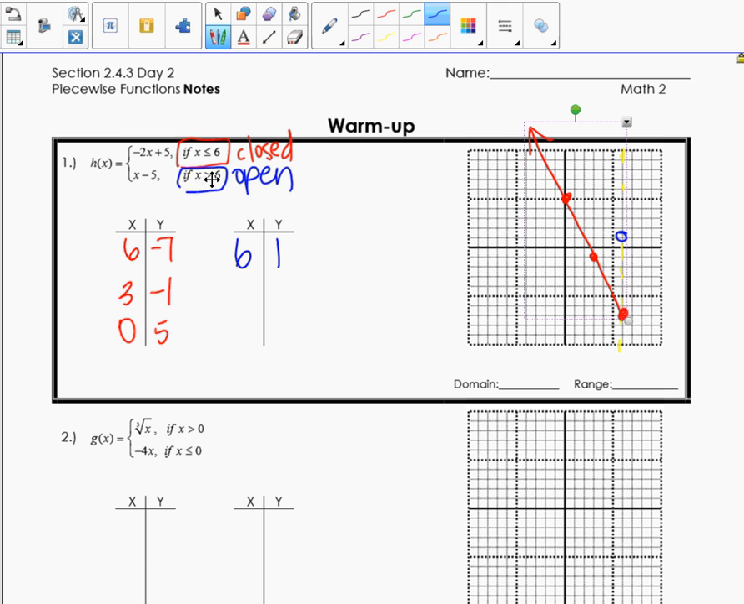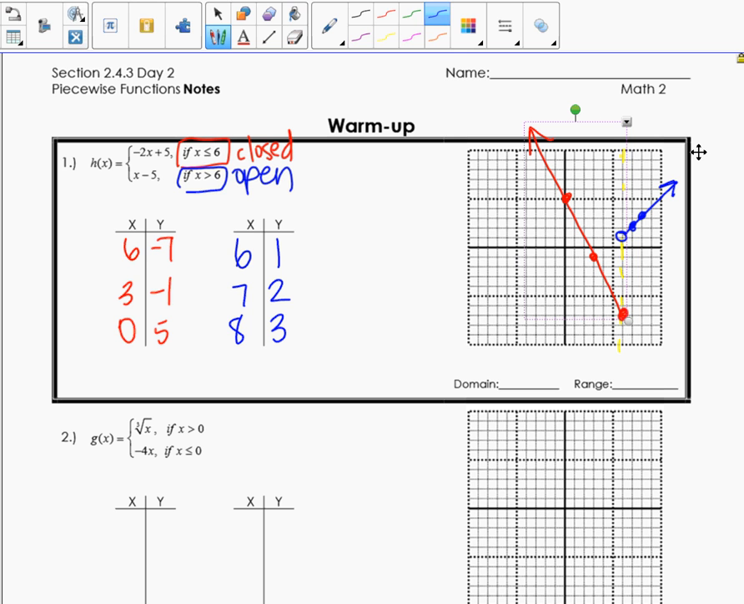And then we want everything greater than 6, so I'm just going to do a couple values, maybe 7 and 8. Okay, I know these are both going to be straight lines. They're both linear. So when x is 7, y is 2, and when x is 8, y is 3. So at 7, we're at 2, at 8, we're at 3, and then we would continue on that way. Okay, so now what we're going to do from here is talk about domain and range.